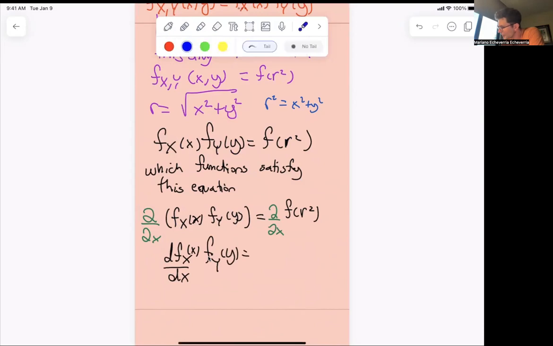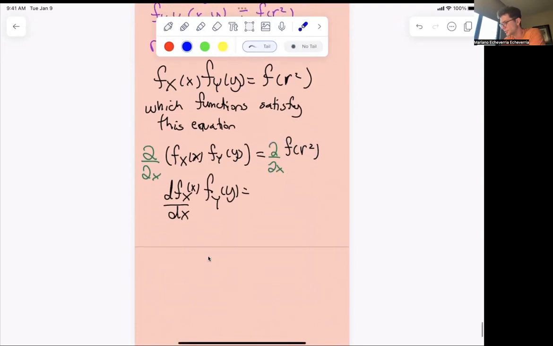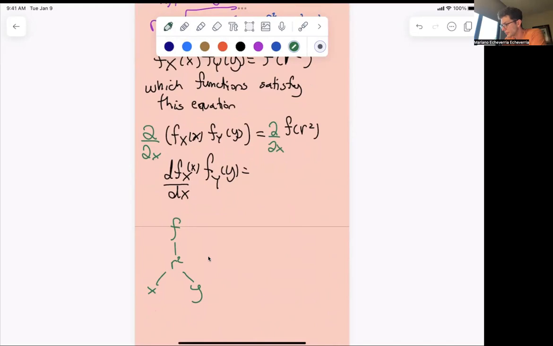So how can you find the derivative of this? This depends on r squared, but you can take its derivative with respect to x because of the chain rule for multivariable calculus. This one is actually very easy: f depends on r squared, but r squared depends on x and y. So the derivative of f with respect to x is just the derivative of f with respect to r squared.